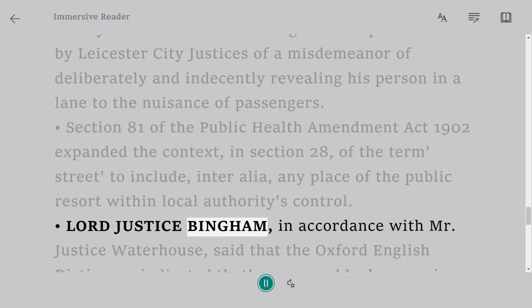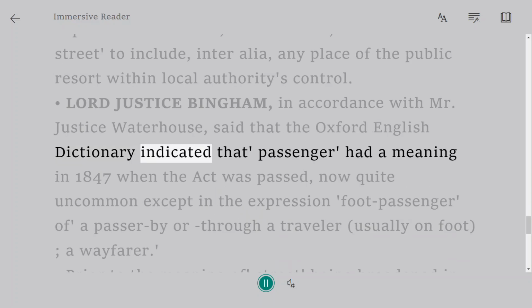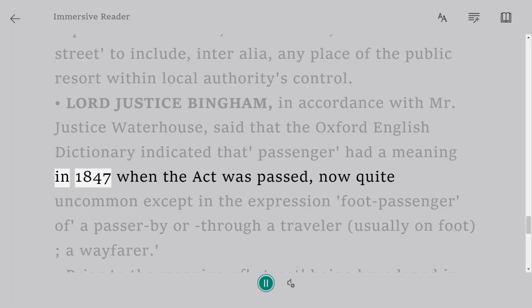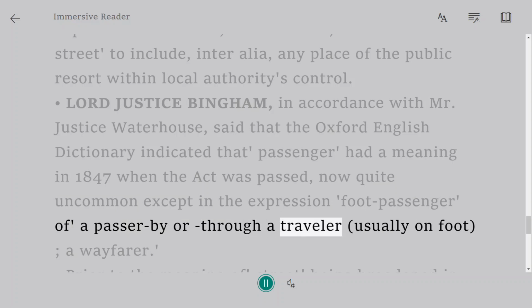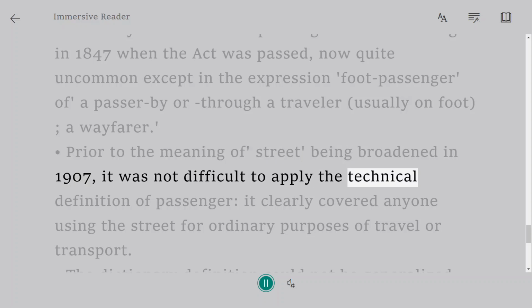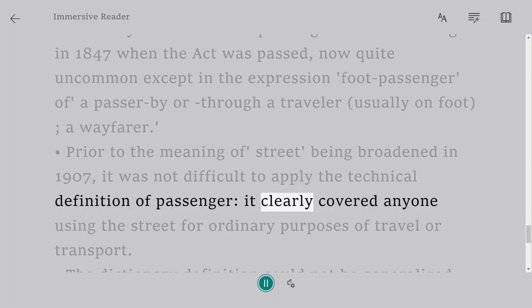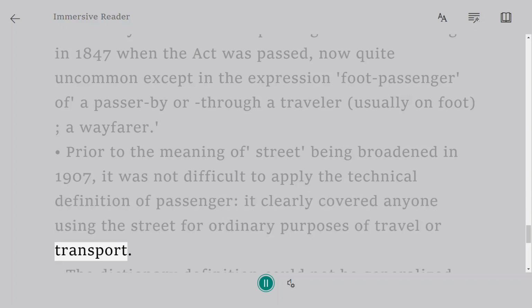Lord Justice Bingham, in accordance with Mr. Justice Waterhouse, said that the Oxford English Dictionary indicated that passenger had a meaning in 1847 when the Act was passed, now quite uncommon except in the expression foot passenger, a passerby or through traveler, usually on foot, a wayfarer. Prior to the meaning of street being broadened in 1907, it was not difficult to apply the technical definition of passenger. It clearly covered anyone using the street for ordinary purposes of travel or transport.